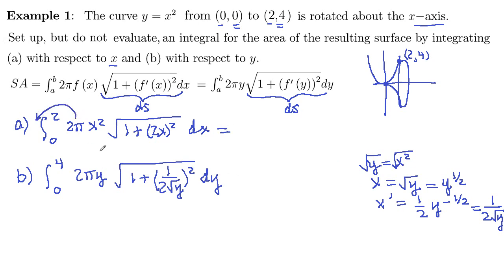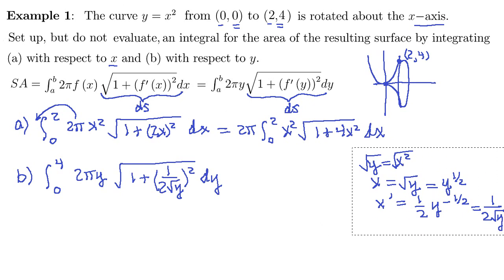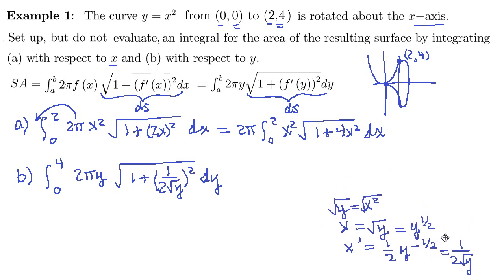This is done. Let's simplify a little bit and see which integral might be easier. So the 2 pi can come outside here. We're integrating 0 to 2. We've got an x squared and then square root of 1 plus 2x times 2x, which would be 4x squared, dx. So that is looking like that might be a trig substitution or possibly a rationalizing substitution.